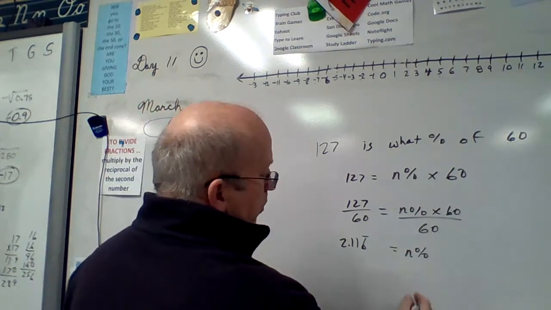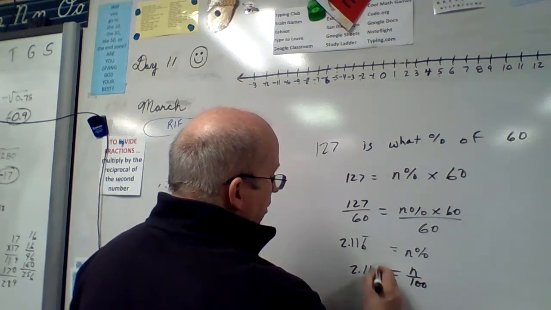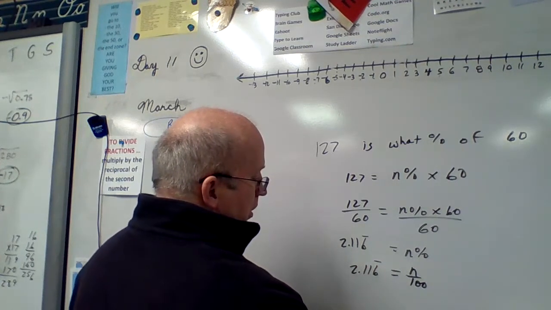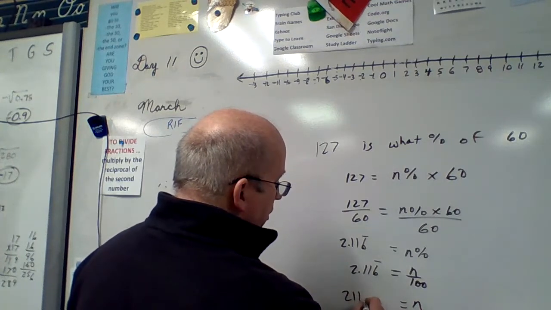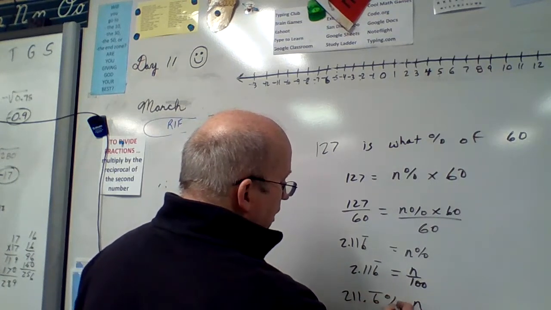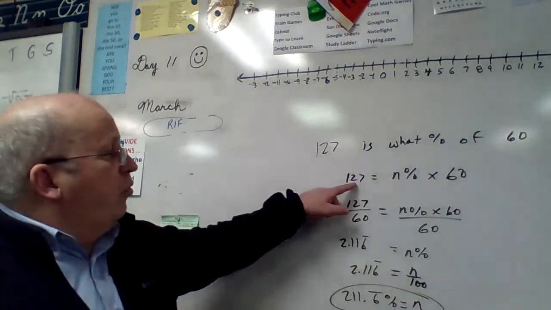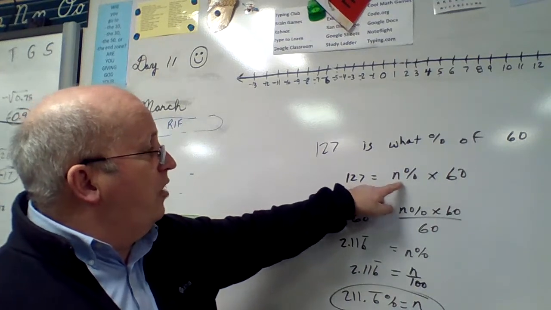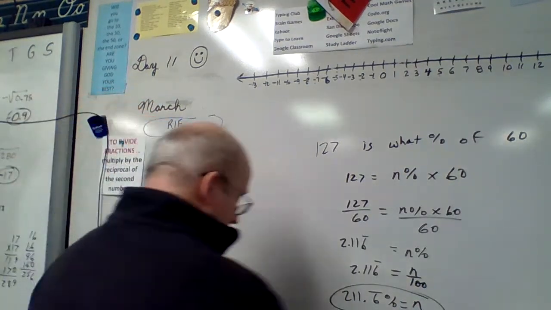And remember we said n% really means n over 100. So I've got to take this and multiply both sides by 100. And when I multiply both sides by 100, I get 211.6 repeating. And now I can call it percent. 127 is 211.6 repeating percent of that 60. Okay.